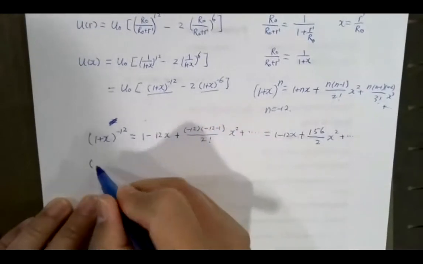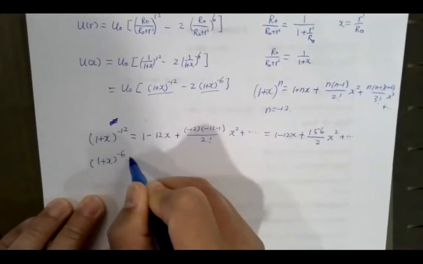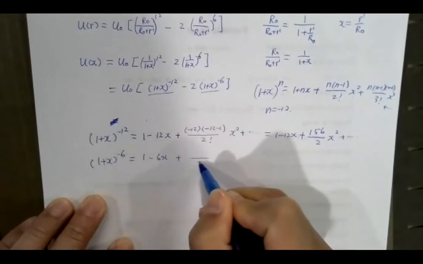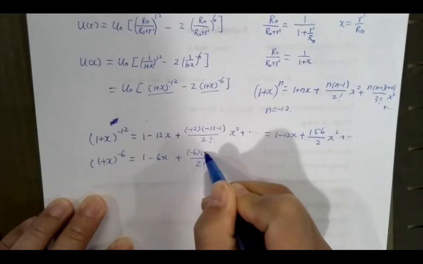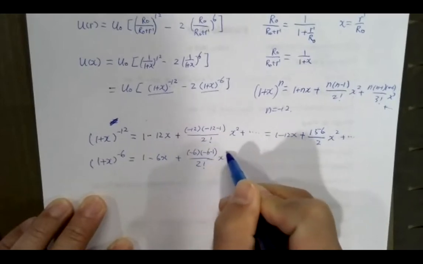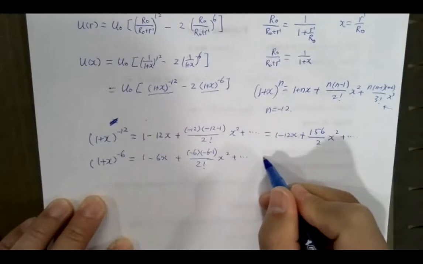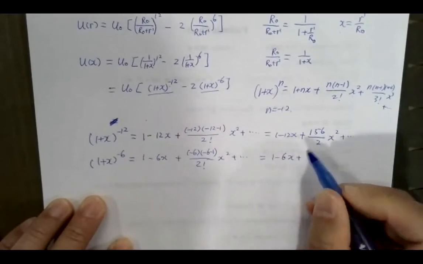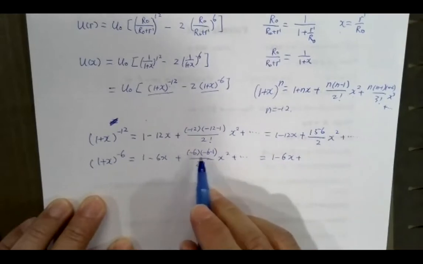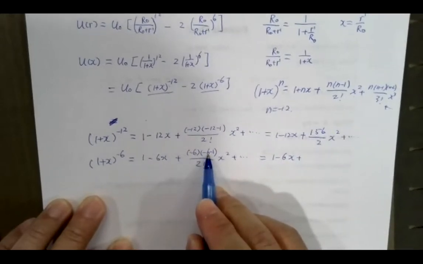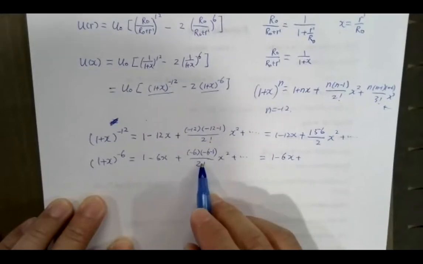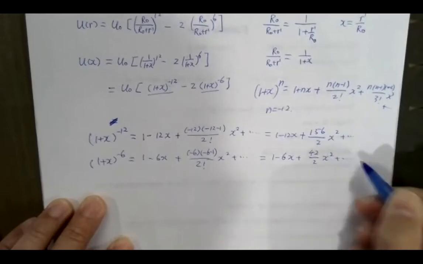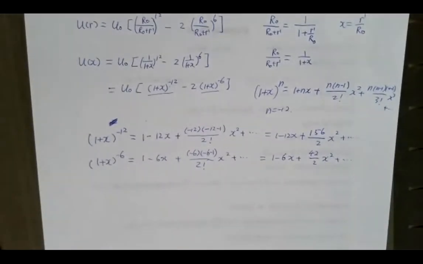This guy here, 1 plus x to the minus 6, equals, similarly, 1 minus 6x plus minus 6 times minus 6 minus 1, divided by 2 factorial, x squared plus higher order terms. So it will be 1 minus 6x plus minus 6 times minus 7, so it'll be 42, and then divided by 2. So 42 divided by 2, x squared plus. All right.